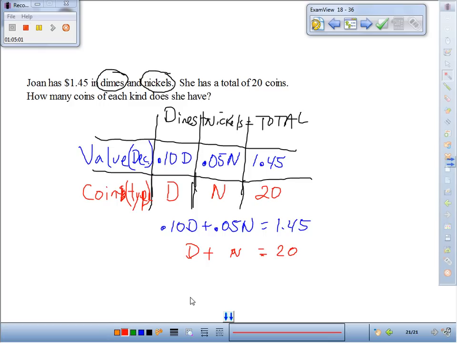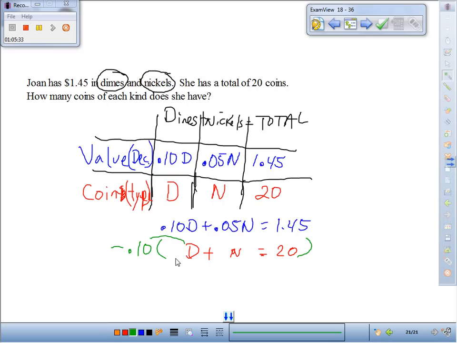Now that we have our system, we need to eliminate, since they're already in standard form. One of the variables, which one do you want to eliminate? The D or the N? The D. So therefore, guys, focus. Here, this is a positive 0.10. This one needs to be a negative 0.10. So we need to multiply the entire equation times negative 0.10.